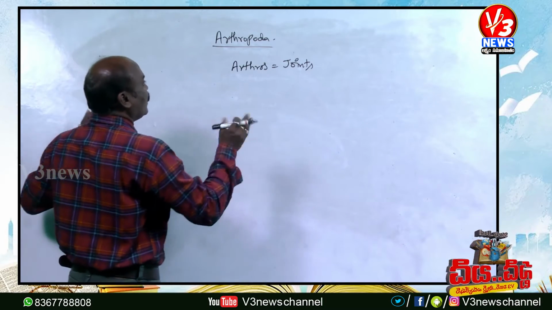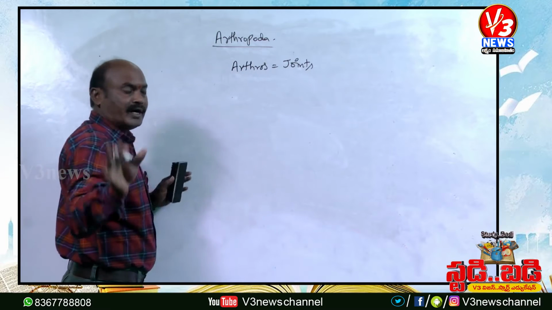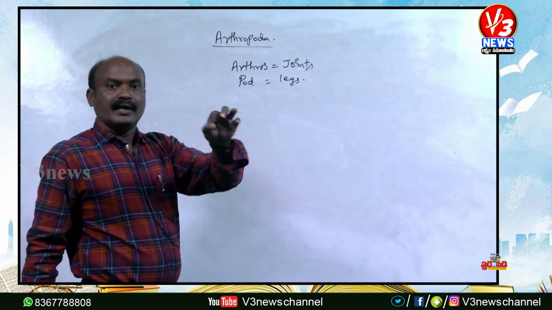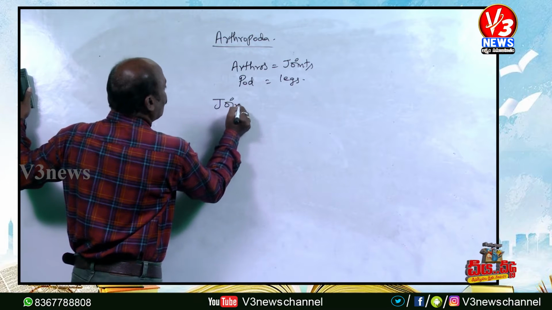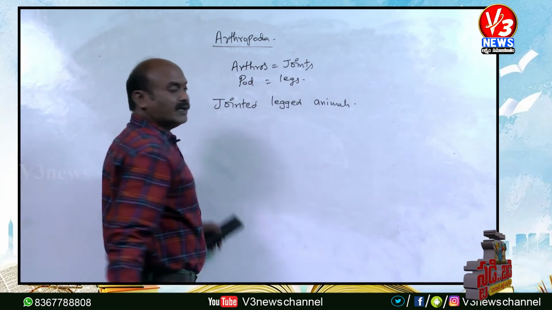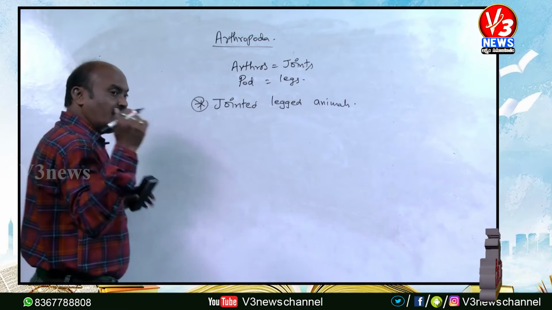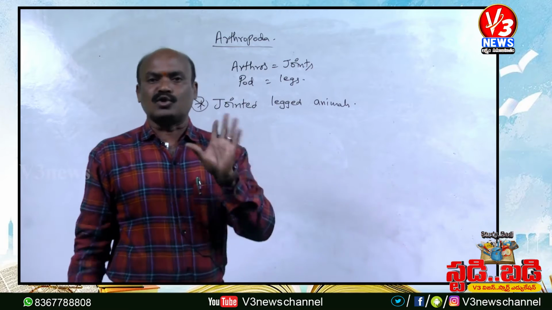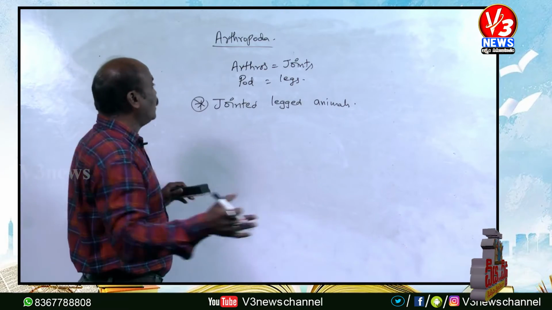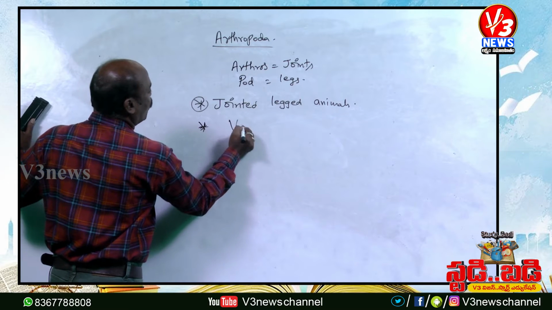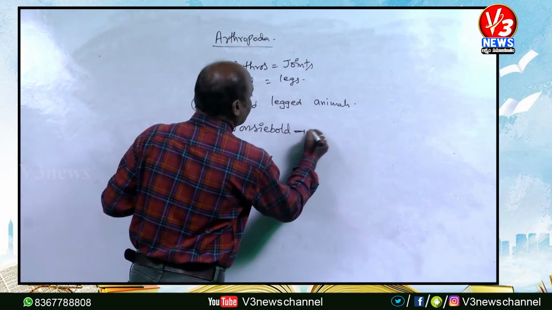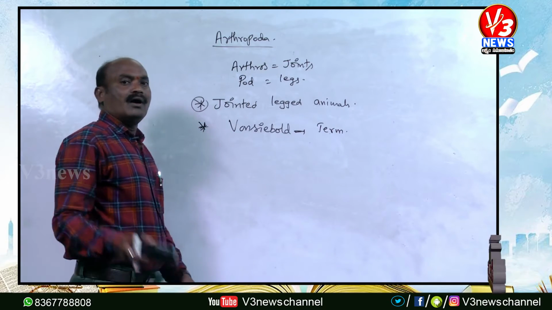In what way are we describing them? Arthros means joints, pod means legs. The members of the phylum Arthropoda are commonly called jointed legged animals. That's one important area. Arthropoda means jointed legged animals. So who gave the word Arthropoda? Van Siebold. The term Arthropoda was given by Van Siebold.